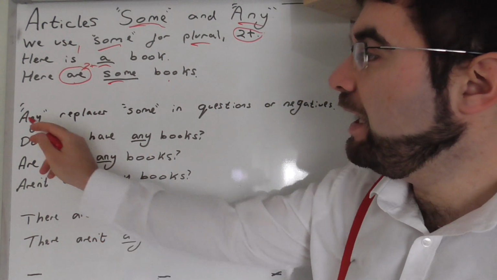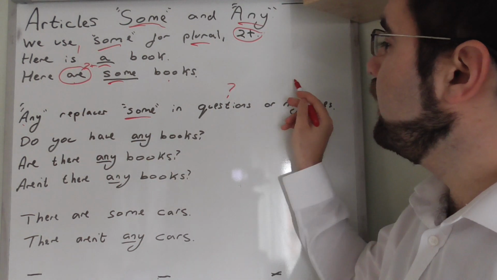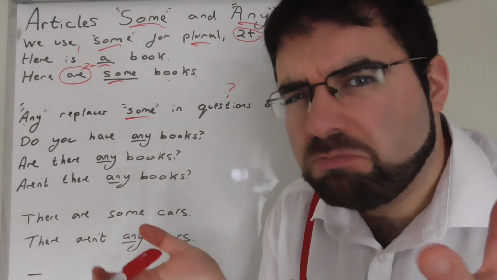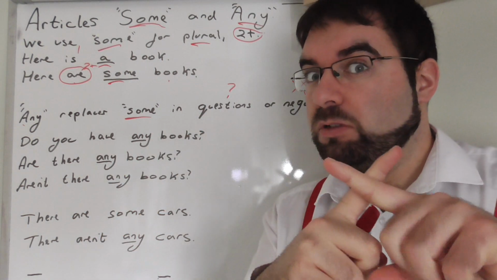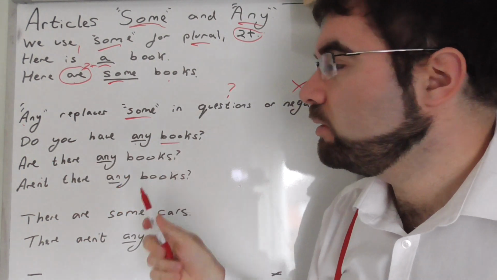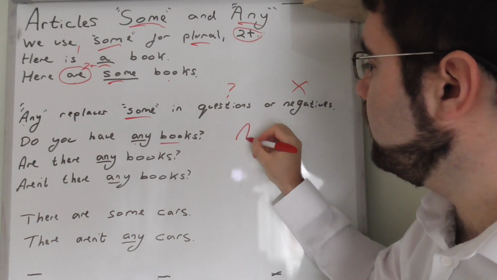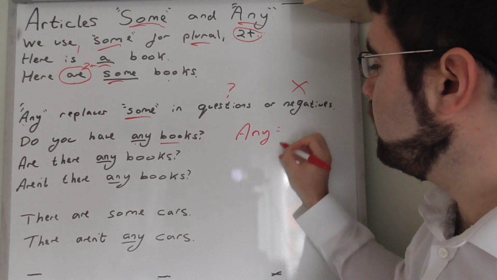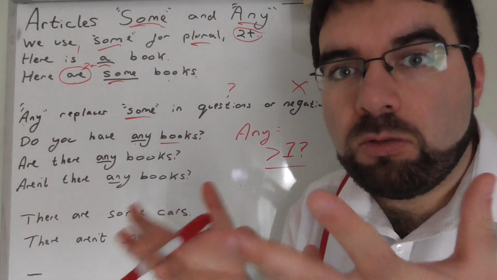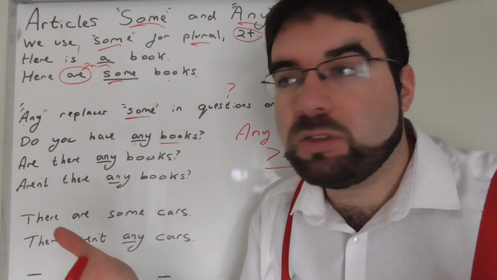Okay. But then any replaces some in the questions and negatives. Questions? And negatives. Do you have any books? Just even one, any, is like at least one. 0, 1, 2, any, 3, any books?